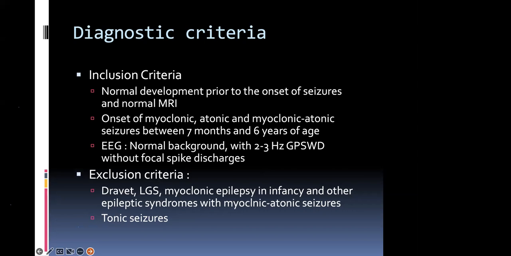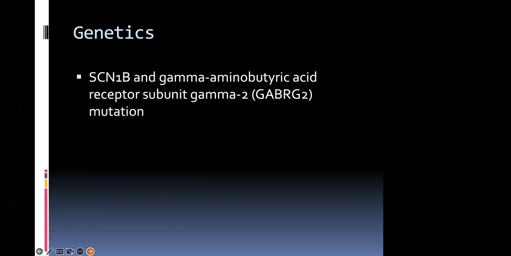Exclusion criteria include Dravet syndrome, which can also have febrile and afebrile seizures and polymorphic seizures, where you can see drop attacks, GTCS, and myoclonic jerks, the same as in LGS, myoclonic epilepsy in infancy, and other epileptic syndromes where you can have myoclonic, atonic, and tonic seizures. SCN1B and gamma-aminobutyric acid receptor subunit gamma 2 mutations are commonly associated.